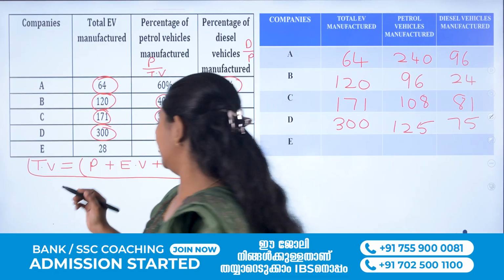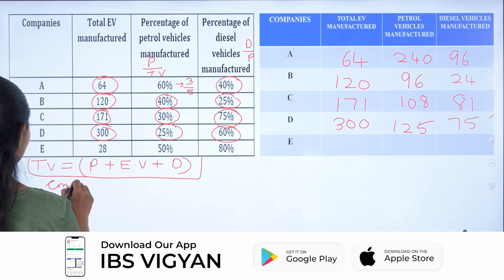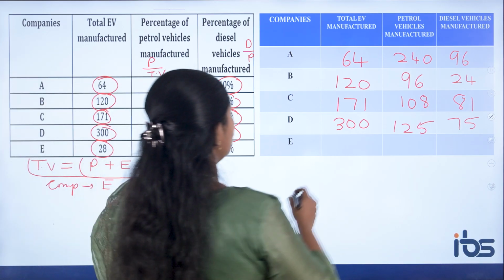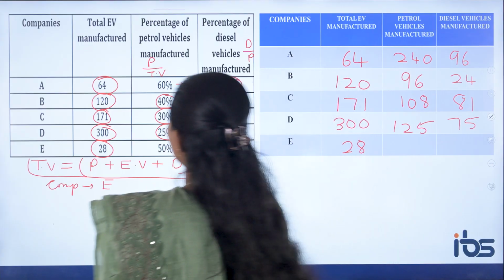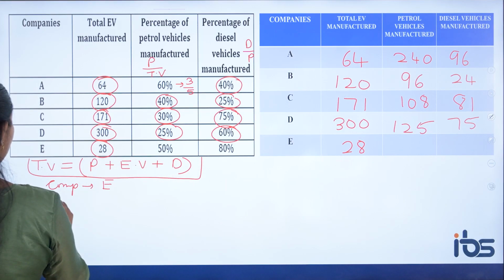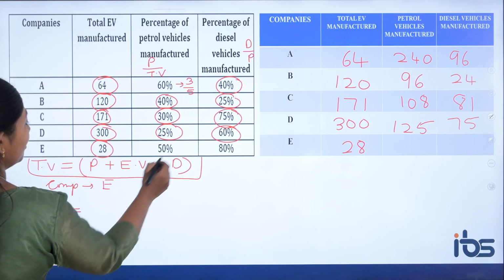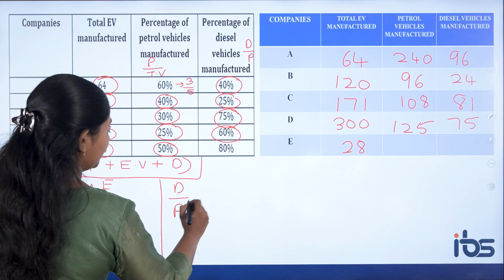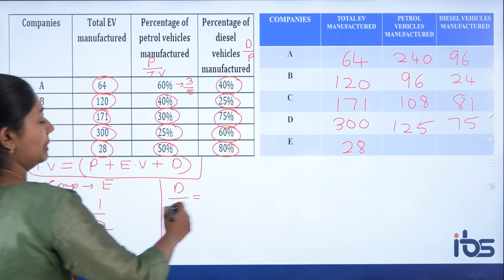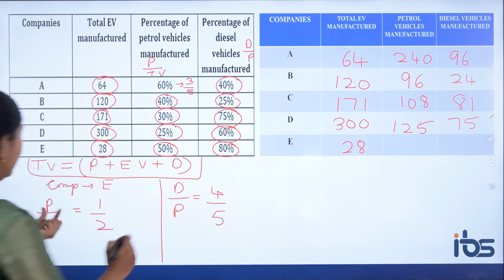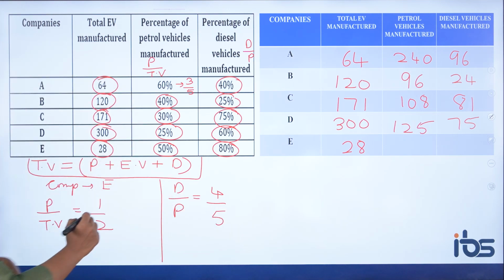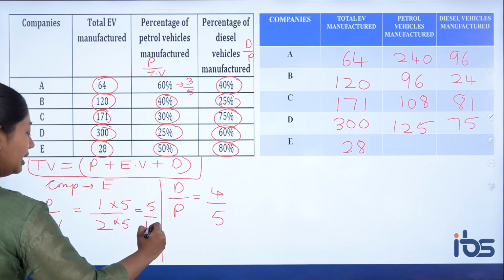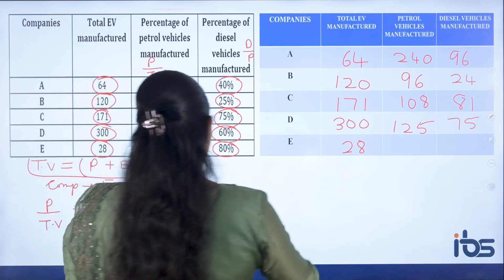Now for company E. So for company E we have the total EV manufactured is 28. So from this we have petrol to total vehicles as 50%, that is nothing but half. And we have diesel with respect to petrol percentage as 80%, that is 4/5. Here petrol is 1 unit, here petrol is 5 unit. In order to balance, just multiply it with 5. Then you are going to get 5/10. So don't again simplify to 1/2.